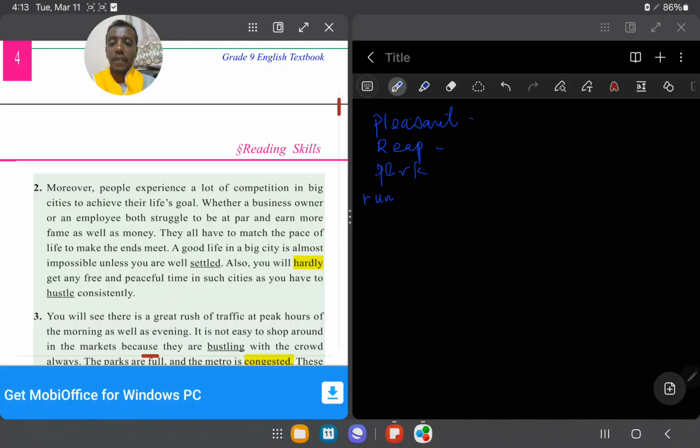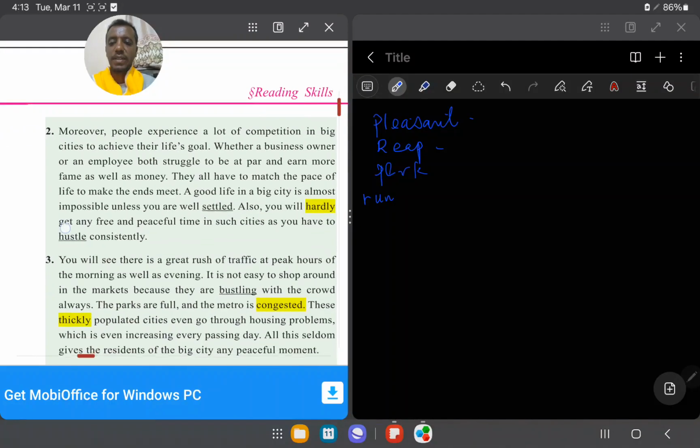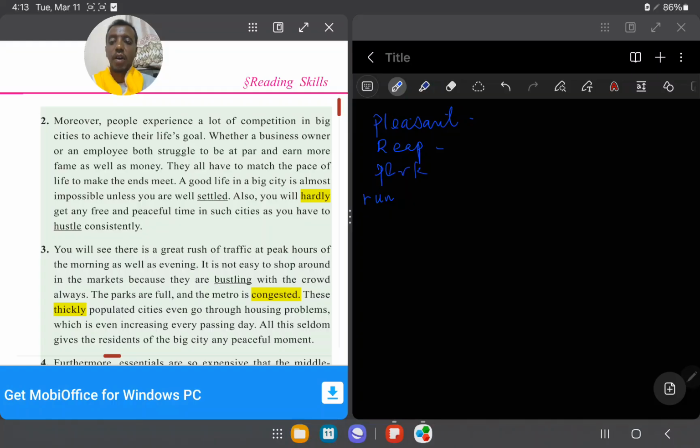Well, they all have to match the pace of life to make ends meet. A good life in a big city is almost impossible unless you are well settled.